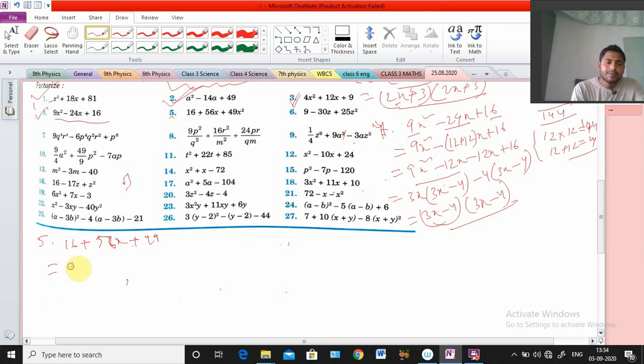What to do here, sir? 16 and 49 will be multiplied. 16 and 49 will multiply. Okay, 9 times 6 is what, sir? 54, so 4 will come, 5 carry. 16 times 4 is 64, 64 plus 14 is 78. Okay, 78. So 784. Okay, so 784.